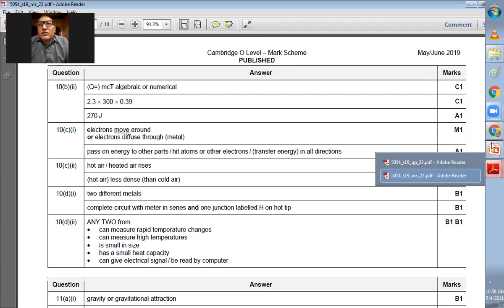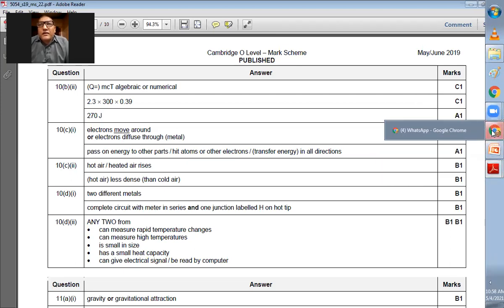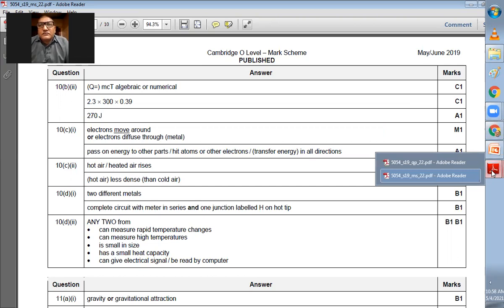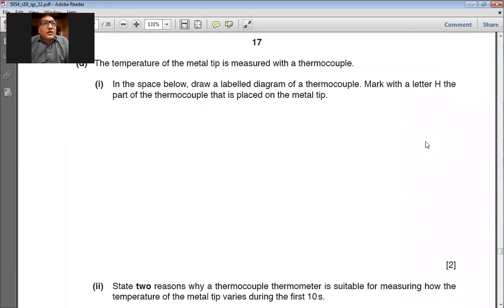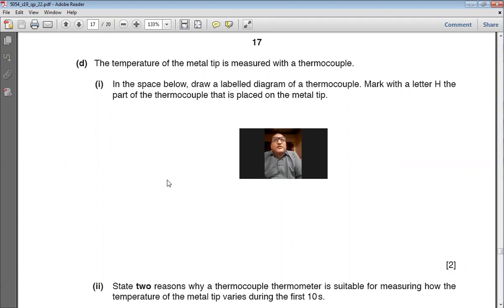So here we go. Next part. Okay. The temperature of the metal tip is measured with a thermocouple. In the space below, draw a labeled diagram of a thermocouple. Mark with the letter H the part of the thermocouple that is placed on the metal tip.